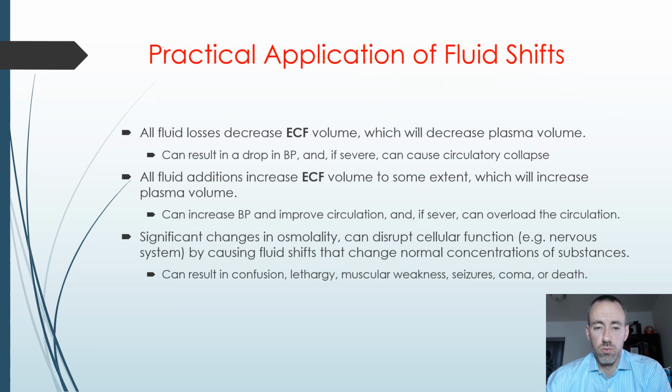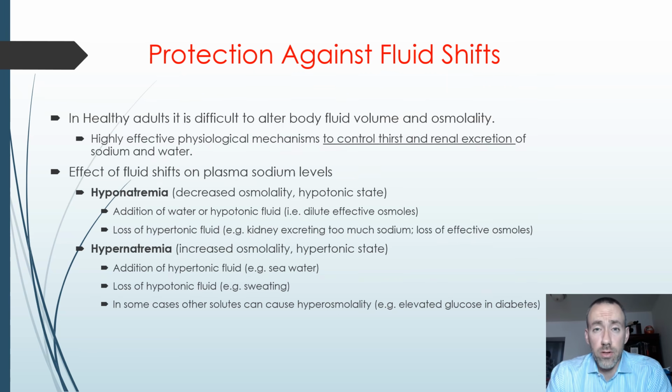So the body is designed to really regulate the osmolality very strongly, and it works in tandem with the hypothalamus as well as the kidney to make sure that it's regulated very tightly, because large shifts in osmolality can disrupt organ function, like the nervous system, for example, and lead to things like lethargy, coma, or even death. Okay. In a healthy adult, it's actually quite difficult to alter the osmolality of the body, since it's tightly regulated by both thirst mechanisms and renal excretion. So under normal healthy conditions, it would be very difficult to do.